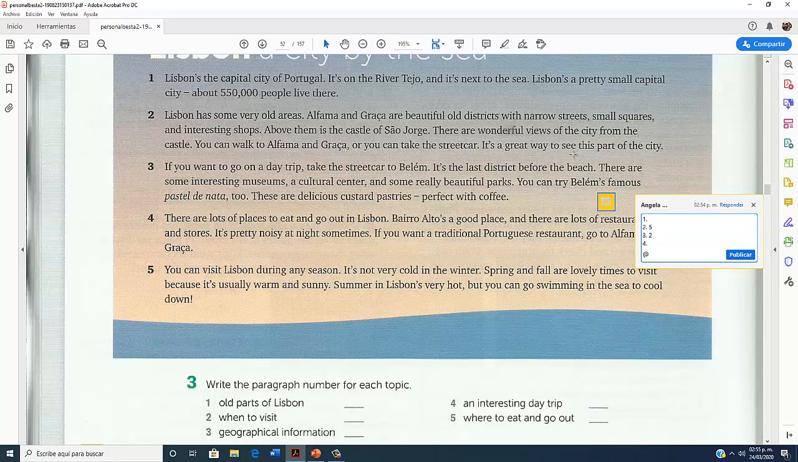Number 4, an interesting day trip. If you want to go on a day trip, take the streetcar to Belém. It's the last district before the beach. Number 5, where to eat and go out. Yes. There are lots of restaurants. It's pretty noisy. If you want a traditional restaurant, go to Alfama. That's paragraph number 4. So here, this one is paragraph number 1.